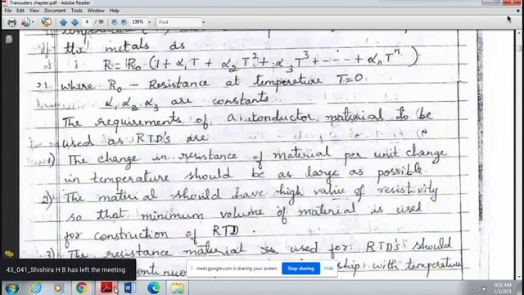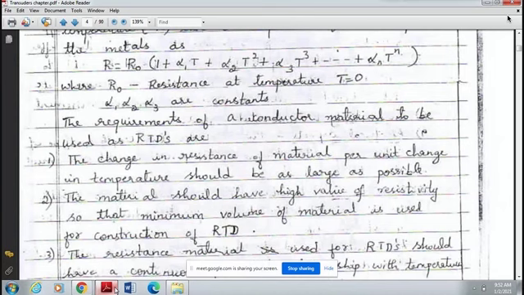So whatever small change in the resistance of the material will occur, that should result in a large change in the temperature. Then the difference between those two should be large. And the material we are going to select as a conductor for the resistance temperature detector should exhibit a high value of resistivity, so that it results in a reduction in the volume of the conductor material required for the construction.